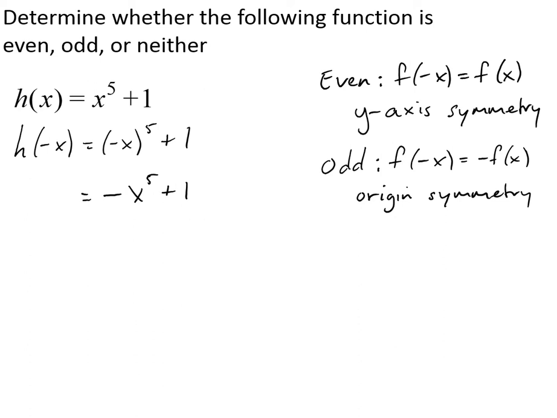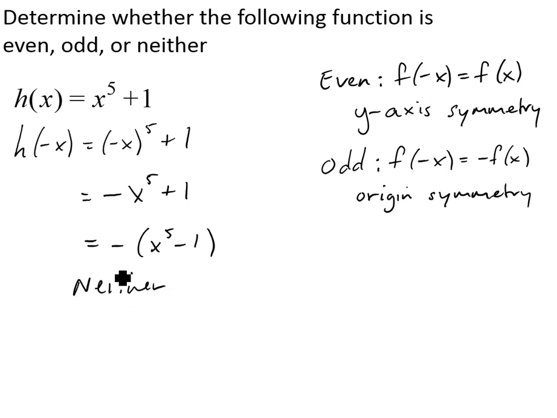And it's not the opposite of what we started with either, since if I factor out a negative, I would have x to the fifth minus 1, which is not negative of h of x. So this function here is neither.